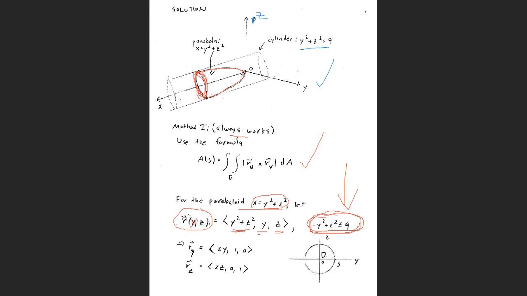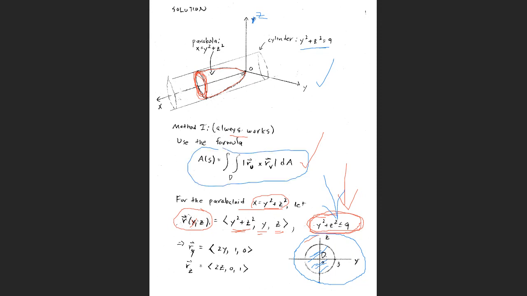Okay, very good. So here then is my region D. All the points on the paraboloid, the parameters y and z have to obey this restriction that y squared plus z squared is less than or equal to 9. Well, then that's just going to be this circle with all the points inside. Okay, well, now we're going to use the formula here.